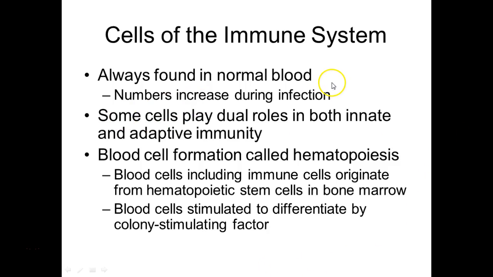So our cells, these white blood cells that we're going to talk about, and of course always the red blood cells, are always found in our blood. But white blood cell numbers are going to increase during infection, right? Because we're just going to need more of them. The normal numbers that we keep on hand is not going to be enough, right? So the same thing here, right?